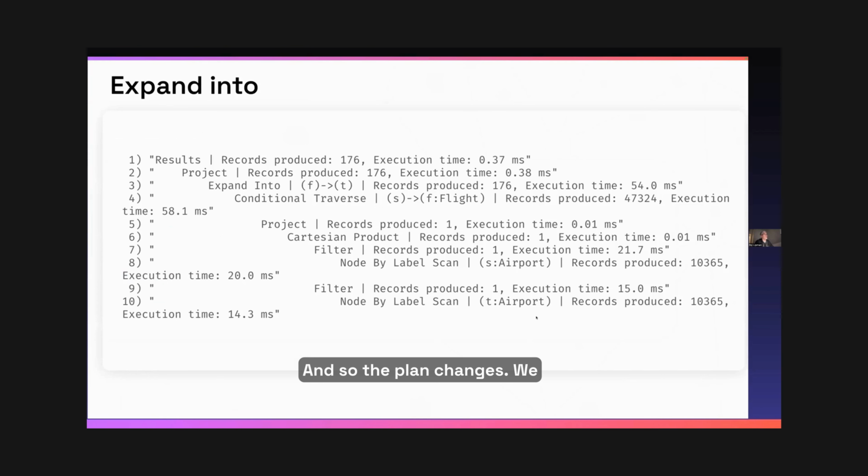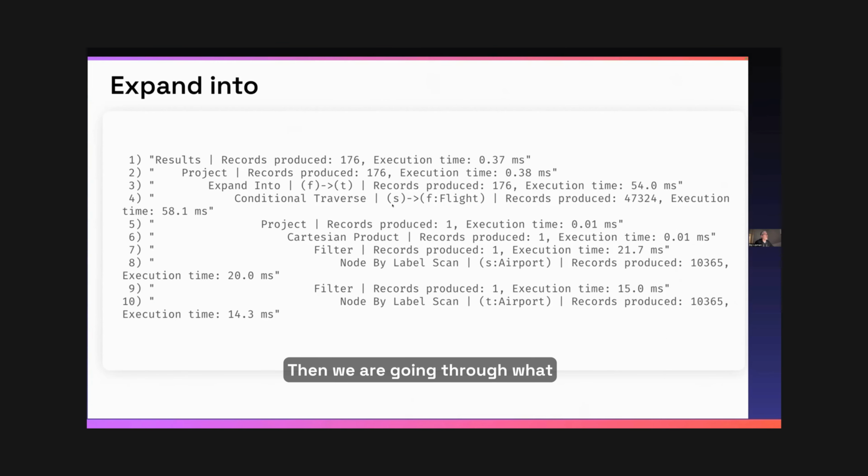And so the plan changes. We see here that we find T, Washington, by doing a full node scan with a filter, and then another node by label scan for Salt Lake. And those two, at this point in time, are disjoint nodes, and we need to combine them using the Cartesian product, which would yield just one tuple.